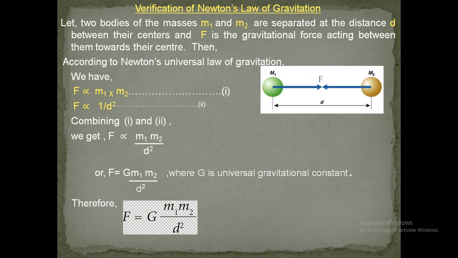Therefore, we get gravitational force is equal to G m1 m2 upon d square. This is the most important formula of these lessons. Many numericals can be solved by using this formula. So this is the formula that helps us to find out the gravitational force between any two bodies of this universe.